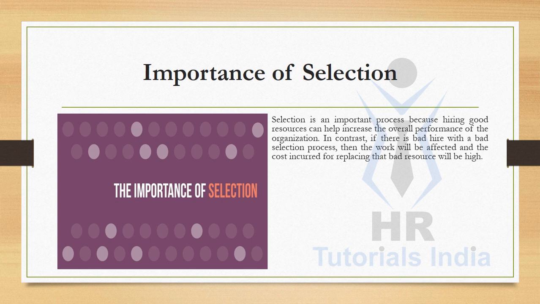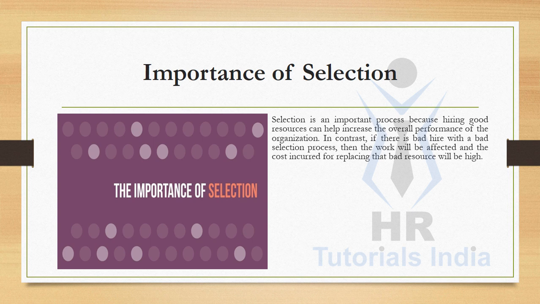As we all know, a good resource in a company or an organization will be an asset. Hence, hiring a good resource is very important. And for hiring the good resource, selection plays an important role. So, hiring a good resource is only possible by following a proper and good selection process. By selecting a good resource, it increases the overall performance of an organization.